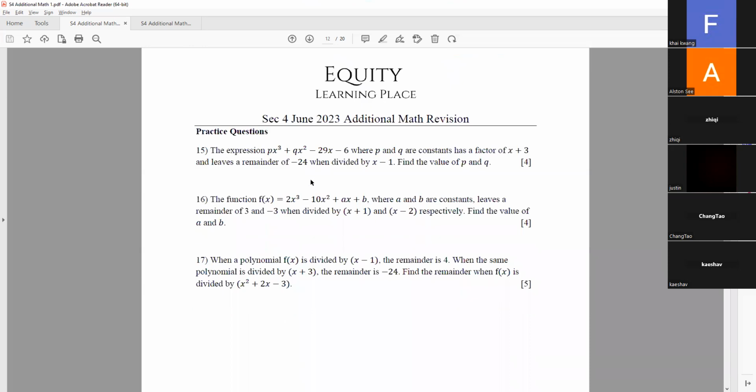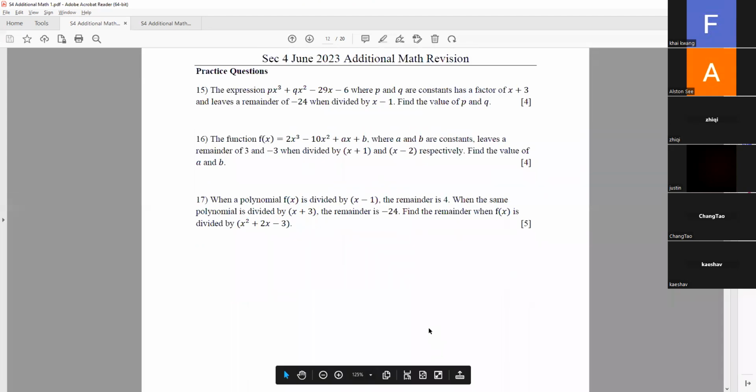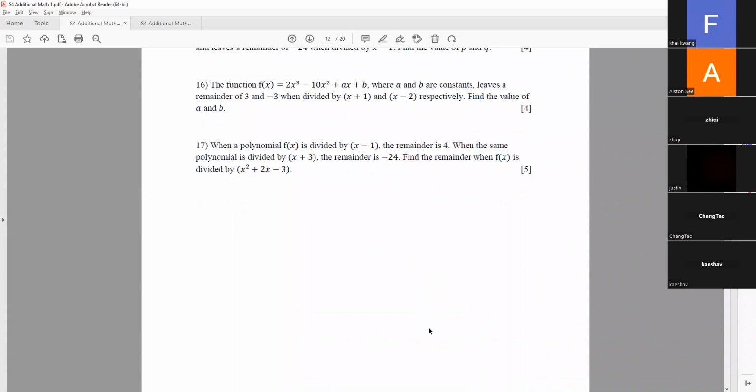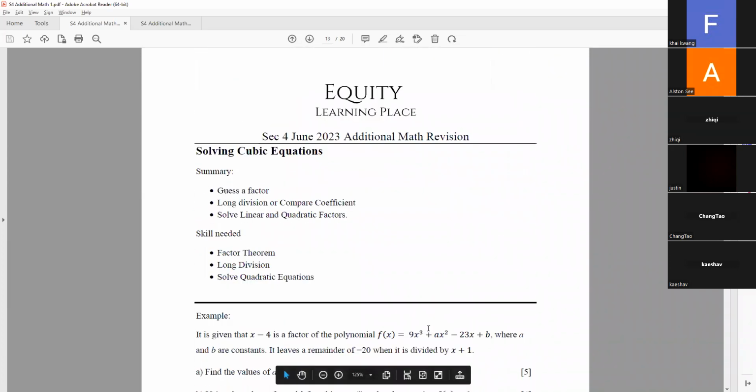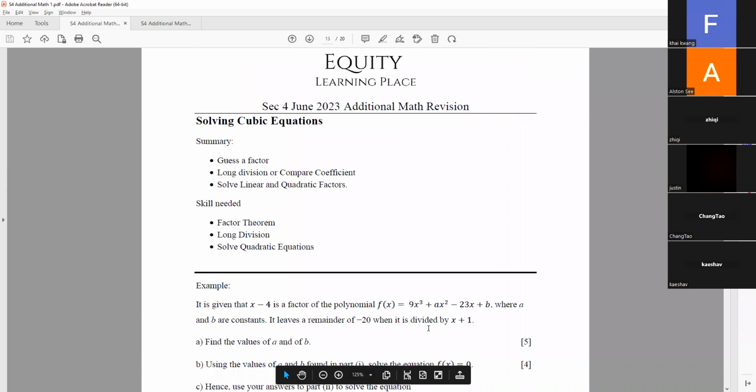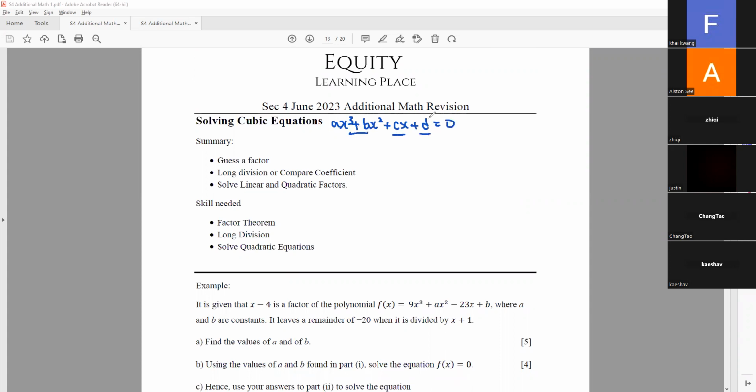Okay, so do 15, 16, 14. Actually, I think it's a giveaway because it's just forming equations and using simultaneous equations to solve. Just be very careful with your steps. That's all. Okay, next, solving cubic equations. So what is a cubic equation? A cubic equation has x cubed. Okay, as long as there is x cubed, that's called a cubic equation already. Whether you have this doesn't really matter.